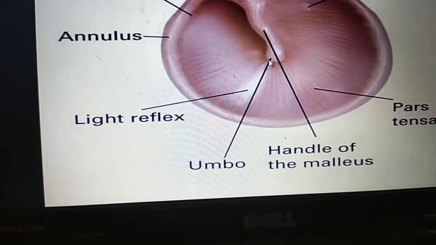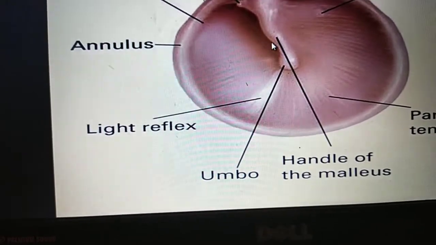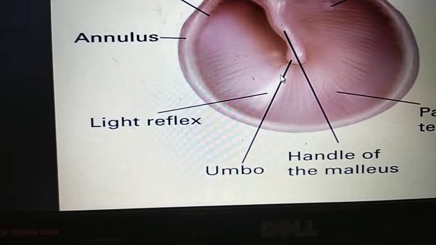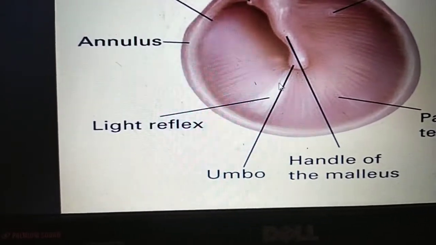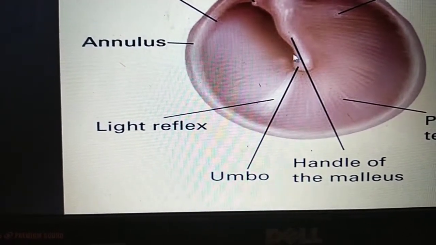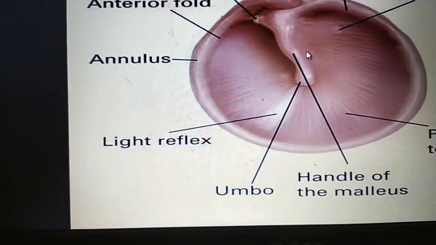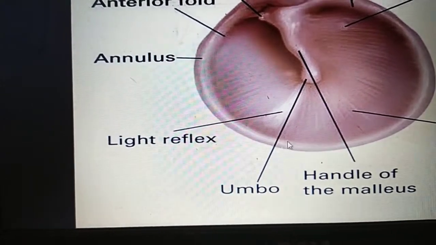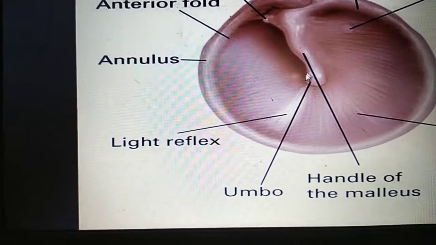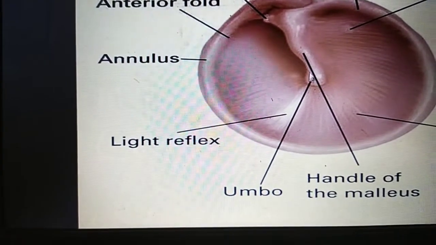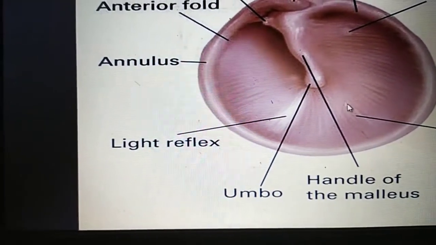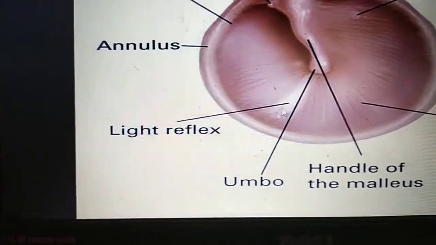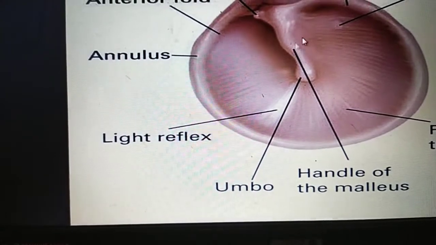Now here it is, the cone of light, or light reflex. You can see it here. This is nothing but a visible phenomenon which occurs upon examination of the tympanic membrane with an otoscope. It corresponds to the 4 o'clock to 5 o'clock position in the right ear, and 7 o'clock to 8 o'clock in the left ear. This is the tympanic membrane of the left ear.